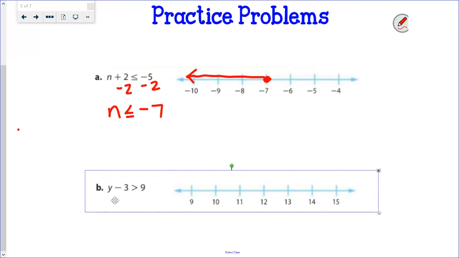And the last one is y minus 3 is greater than 9. So we add 3 to both sides, and we get y is greater than 12. And it's an open circle because it doesn't include 12.